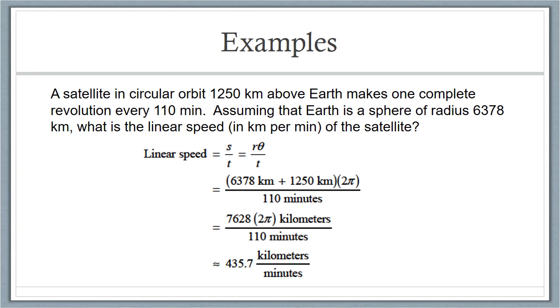Okay, so our linear speed is s over t, and s is r theta over t. Like I said, for the radius, we need to add the Earth's radius to the distance that the satellite is above the Earth. And it's making one complete revolution. Well, that means it's completing a circle, so it's gone through an arc of 2 pi, and it does that every 110 minutes. That's the hard part. If you get all that sorted, then just do the math, and you get that it's about 435.7 kilometers per minute.